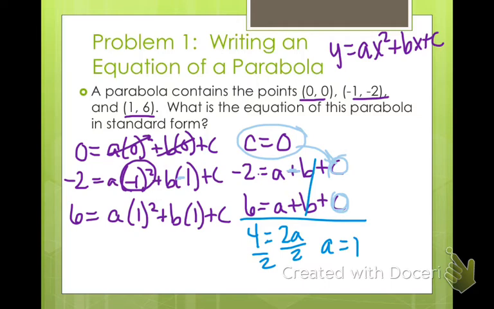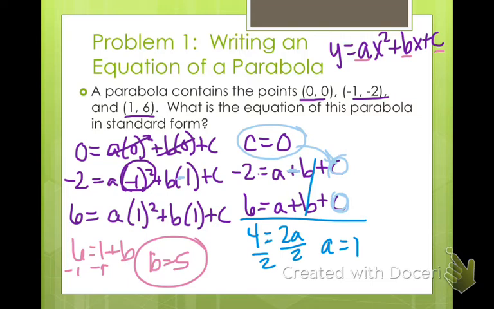Now I need to substitute back in to find b. Let me grab a different color really quick. So 6 equals a, which is now 1, plus b, subtract 1 from both sides, b equals 5. If I have a, b, and c, I just plug them in. So I get y equals, a is 1, so I'm just going to write it as x squared plus 5x, and then c is 0, so I'm just going to leave it like that. So here is my standard form of this parabola.